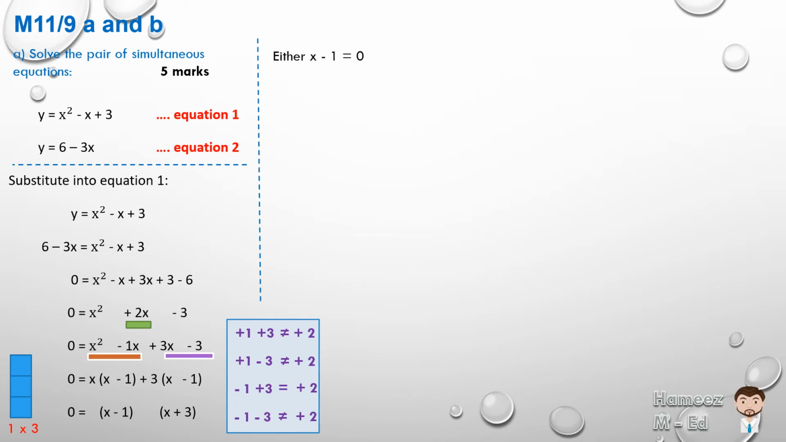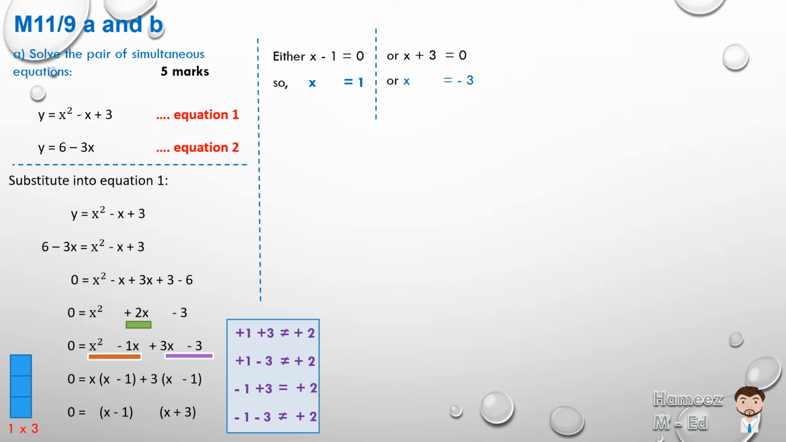So either x minus 1 is equal to 0, which means x is equal to 1, or x plus 3 is equal to 0, so x is equal to minus 3. We have two solutions, which means that the straight line, equation 2, intersects with the curve, equation 1, at two different points, when x is equal to 1 and x is equal to minus 3. And if we want to solve it, we also need to get their y values.